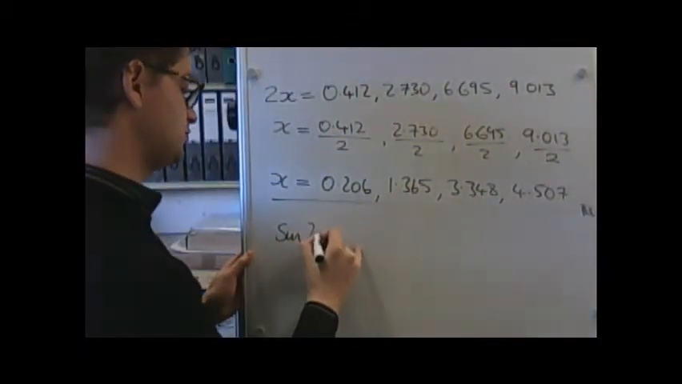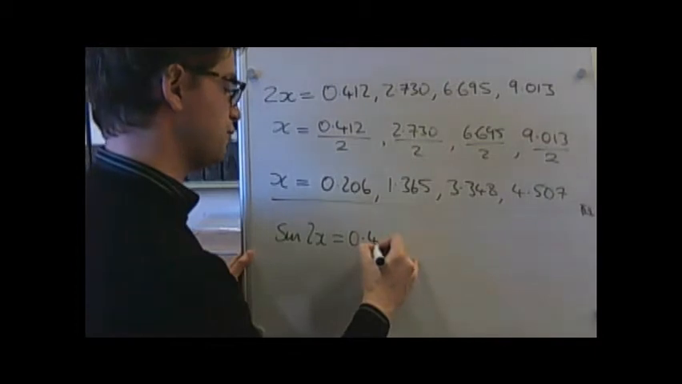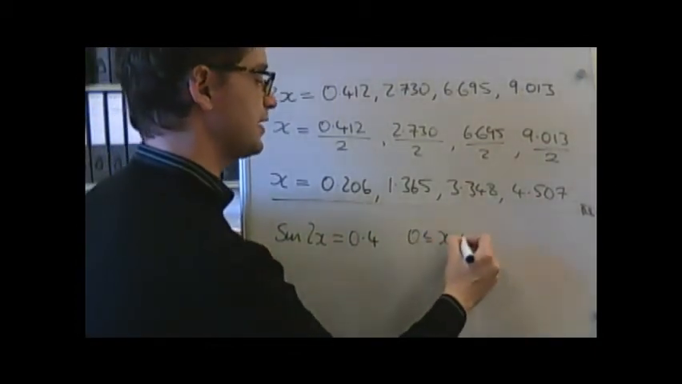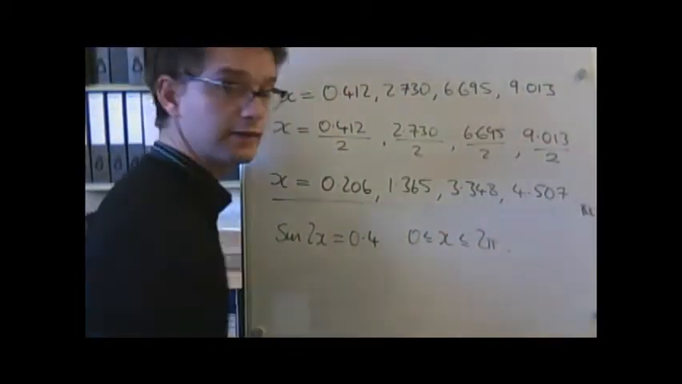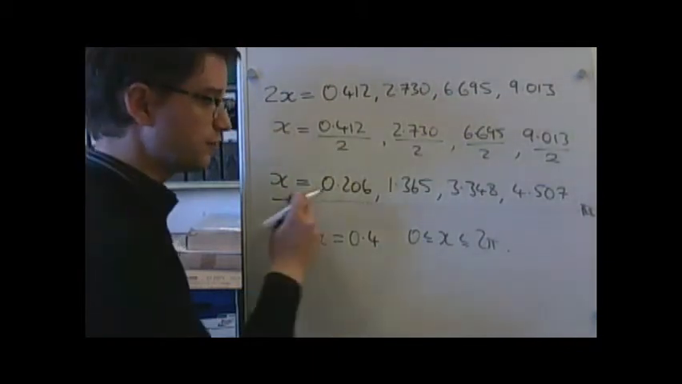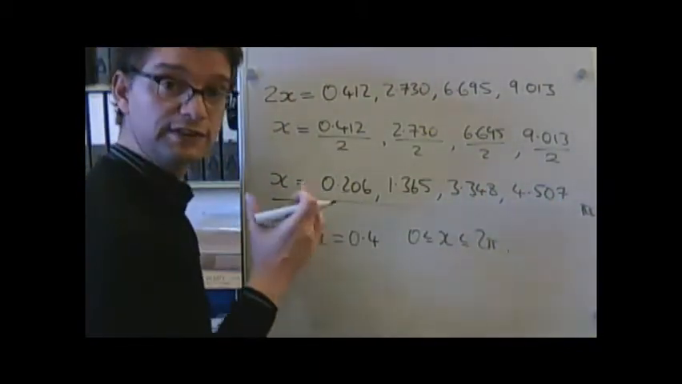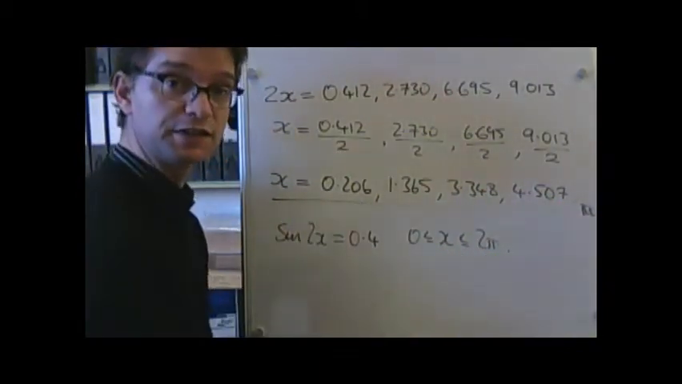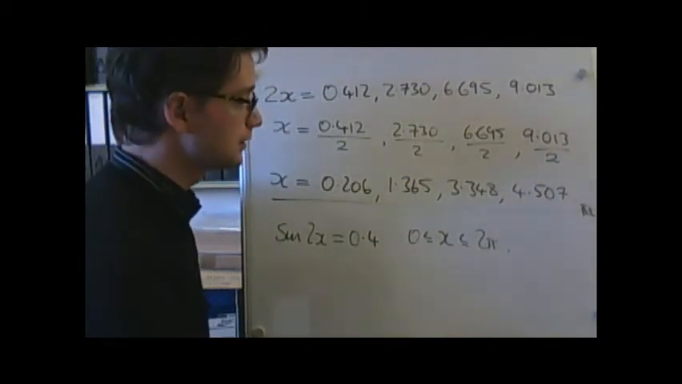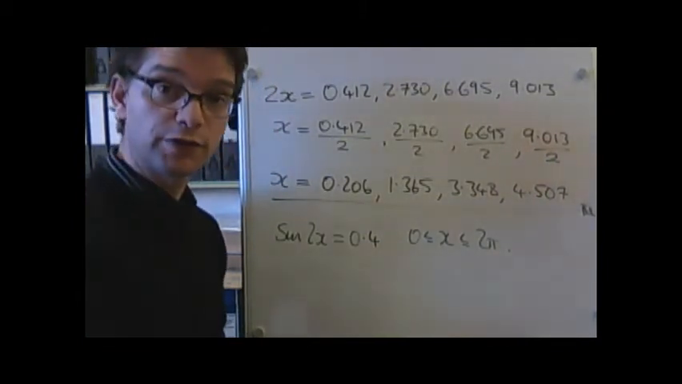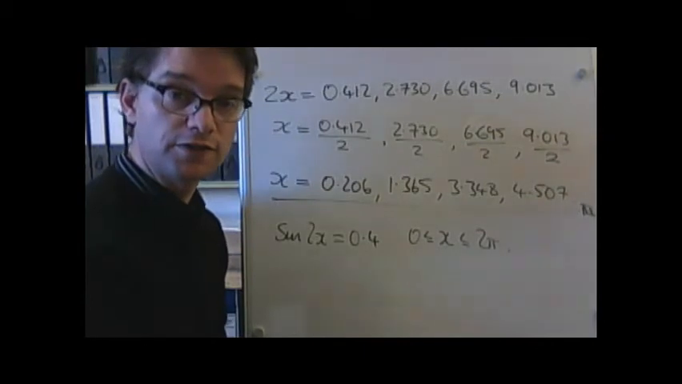These are all the solutions for sine 2x equals 0.4 with 0 less than or equal to x less than or equal to 2 pi. That's what we were trying to do. And we've got 4 solutions, and they are all less than 2 pi, which is about 6.28. So that's how to solve trigonometric equations with the sine function in them.